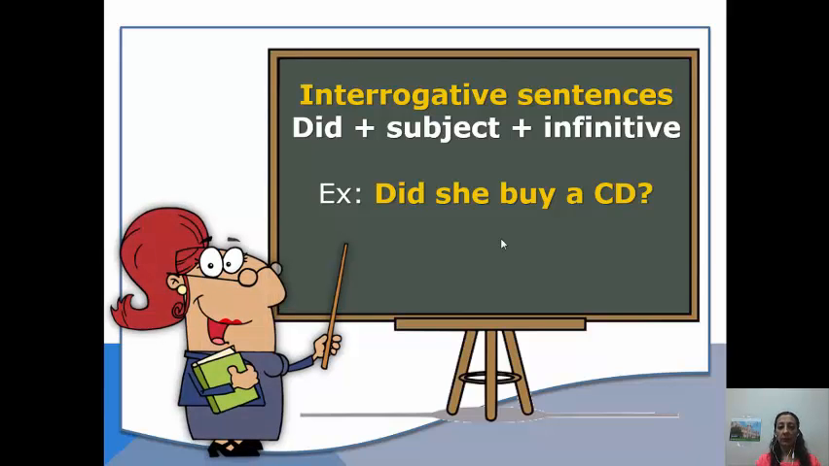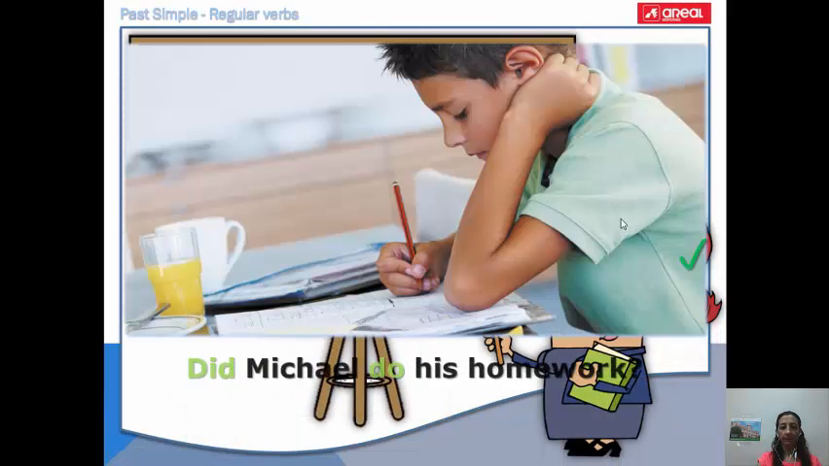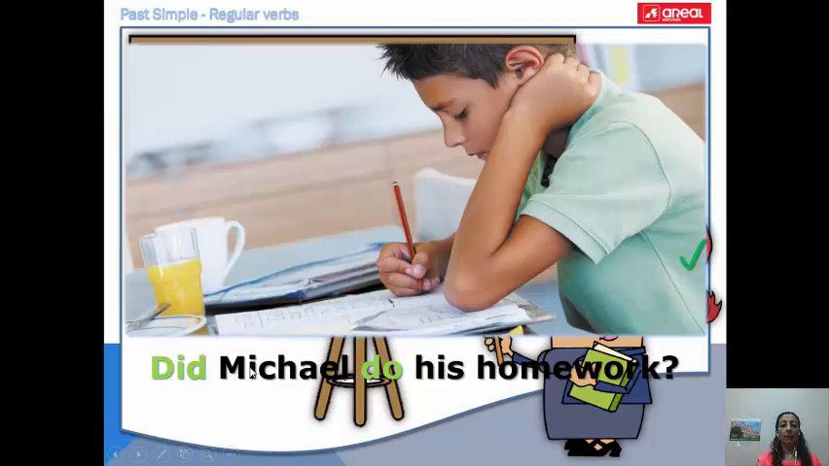The interrogative sentence: yes, we start with did plus subject plus infinitive verb. Did she buy a CD? Okay, the same way. An example: did Michael do his homework? Yes, he did. So we put did, then the subject, the infinitive verb, and a question mark. Then we answer with yes, he did, the short form.